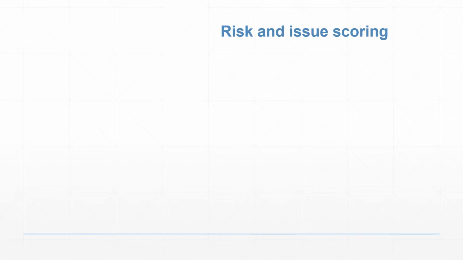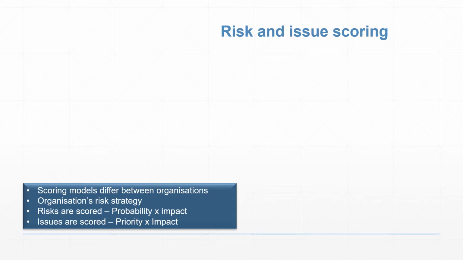Okay, so let's look at some scoring. As you can see, I've got the heading there, risk and issue scoring. I think I mentioned earlier, assumptions and dependencies don't tend to be scored. The focus really is on risks and issues. Another thing to mention is that scoring models will differ between organizations.